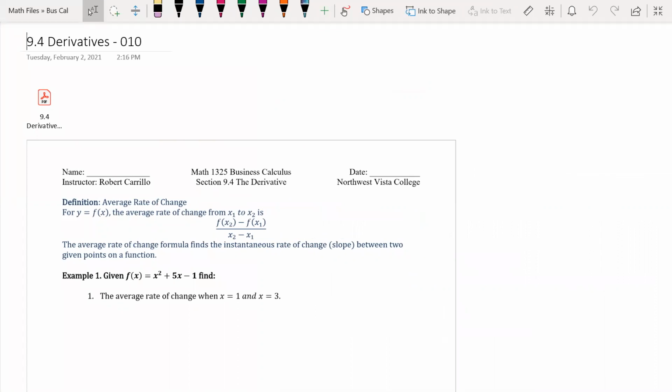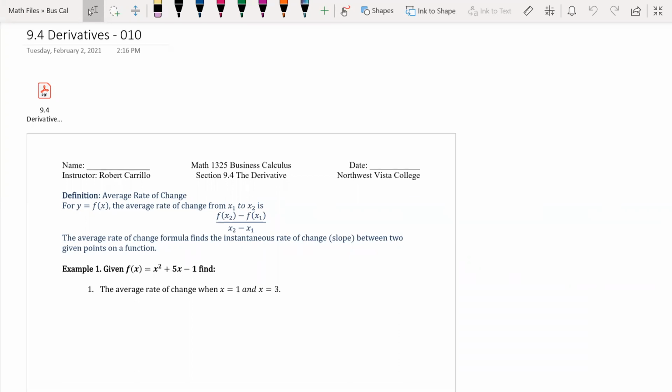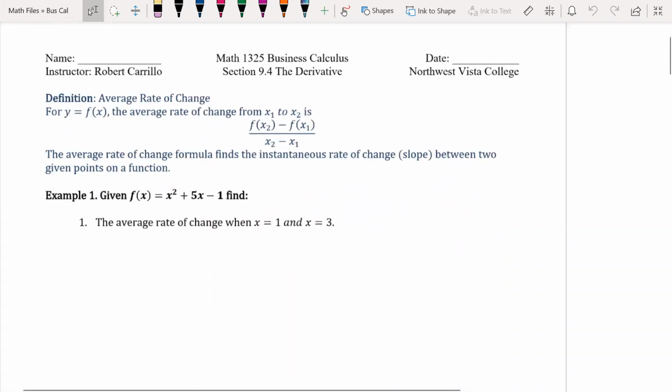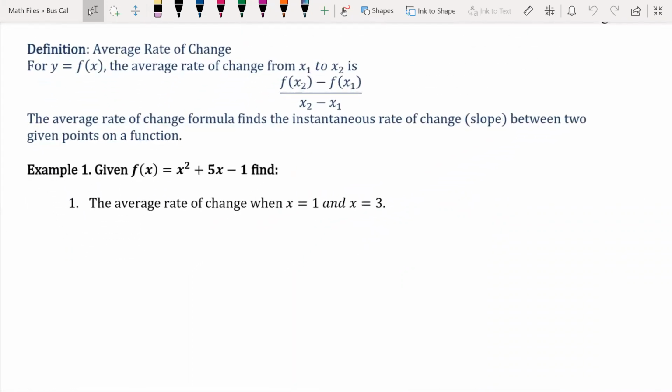Okay. So today we cover derivatives, which is all about slope. Derivative is just a fancy word for slope. So everything today will be about slope, just in different formats. The first thing we start off with today is something called the average rate of change. This formula gives us the average rate of change from one x value to the next. So the rate of change from x1 to x2 is given by f of x2 minus f of x1 over x2 minus x1.